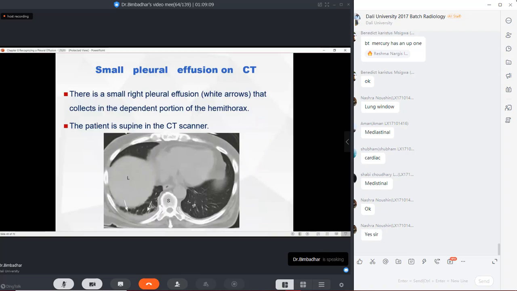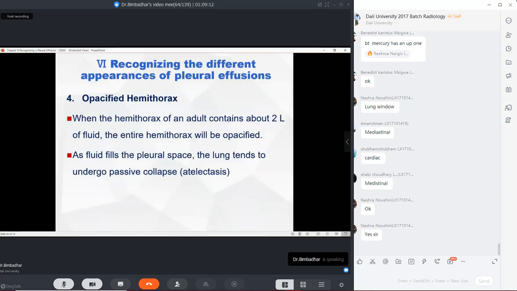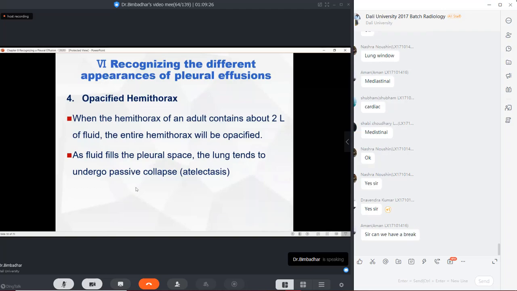Right. Okay. Now, like I always said before, if there is an opacified hemithorax, yes, this one is an opacified hemithorax. But if the pleural fluid is extending down into 2 liters, there is a lot of continuous accumulation of fluid, as happens in congestive heart failure patients.